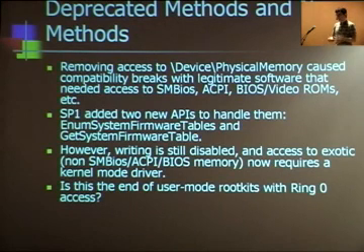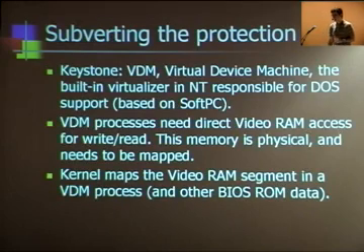So a lot of people said this would be the end of user mode rootkits with ring zero access, unless someone finds something new. So I did find something new, a new way that bypasses these protections. The keystone, the cornerstone of this is VDM, the virtual DOS machine, which is a built-in virtualizer in Windows NT that's responsible for DOS support.